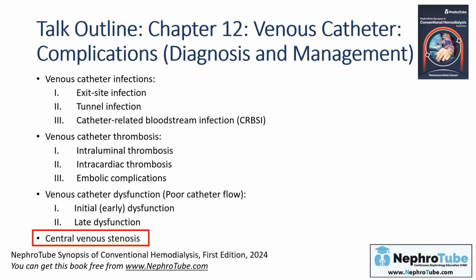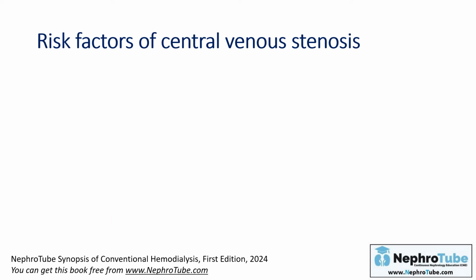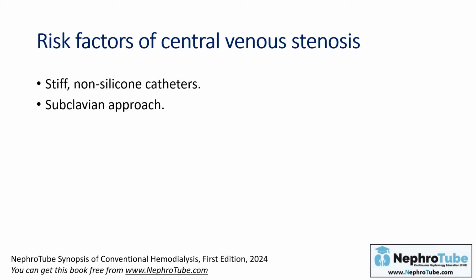Regarding our last point for complications of venous catheters, it is central venous stenosis. What are the risk factors for central venous stenosis? First, the use of stiff non-silicone catheters, and this is not popular nowadays. The subclavian approach. While using the subclavian approach for inserting central venous catheters, the occurrence of central venous stenosis is very common because of higher angular stress on the catheter in this position.